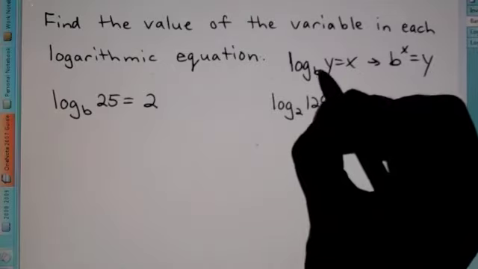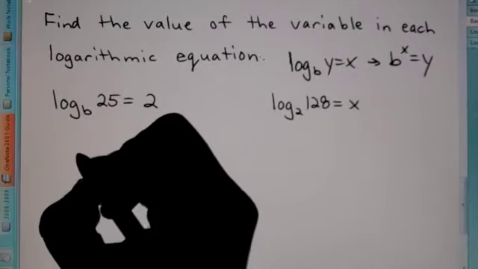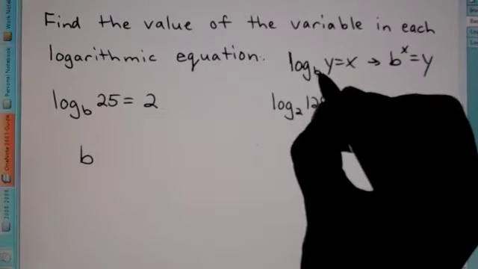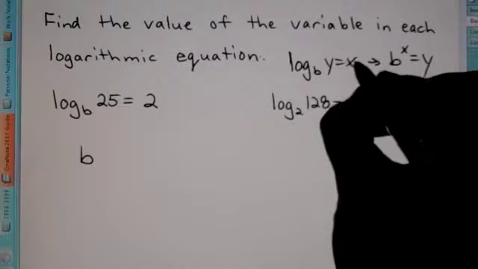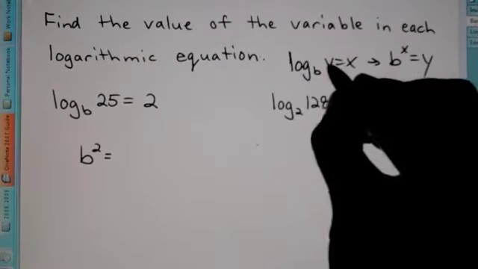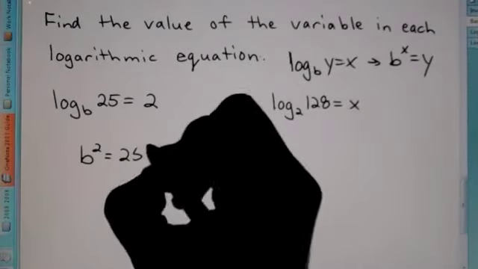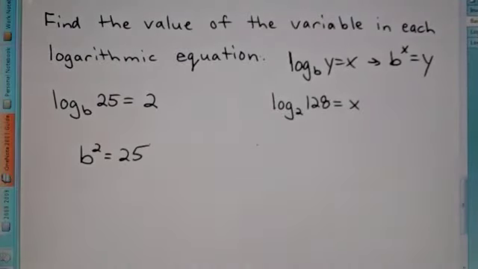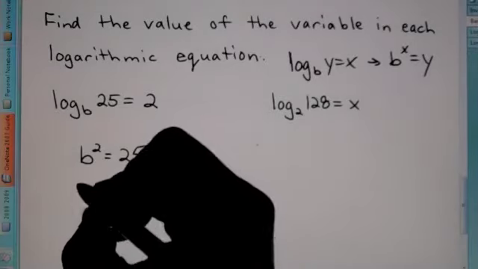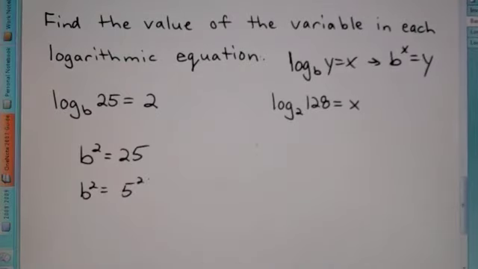So again, what's in the position of b? That becomes our big base. Oh, this one, we already have a b. And it says b to the x, and the x we find right here, so 2, b squared is equal to y, whatever's in this position, so 25. So what we have to figure out is what squared is 25. So we know that 5 squared is 25.